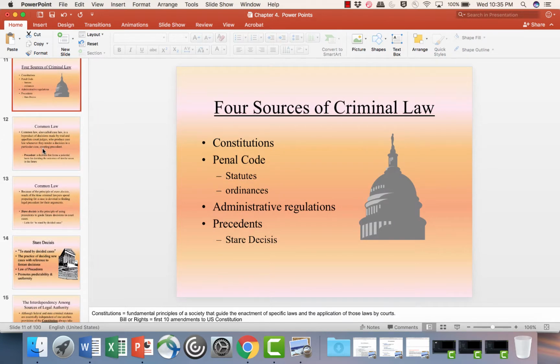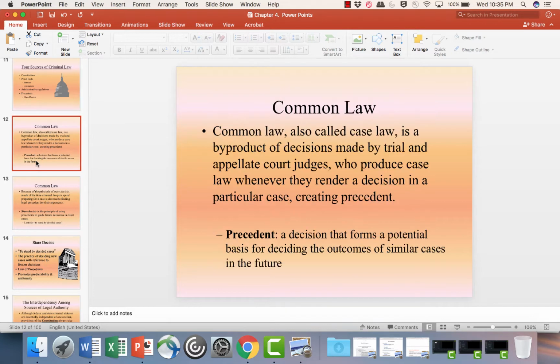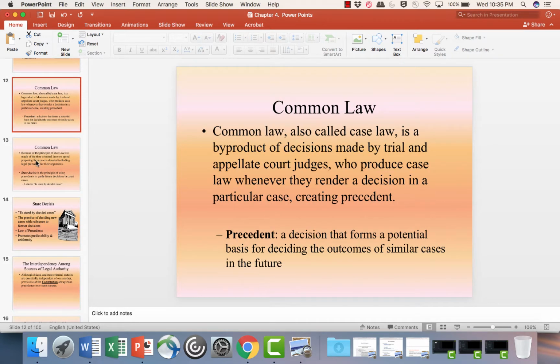Four sources of criminal law are constitutions and penal codes. Within penal codes are states, statutes, and ordinances, and then we have administrative regulations as well as precedents. Common law, also called case law, is a product of decisions made by trial and appellate court judges who produce case law whenever they render a decision in a particular case. They call it precedent, and all a precedent means is just a decision that forms a potential basis for deciding the outcomes of similar cases in the future.